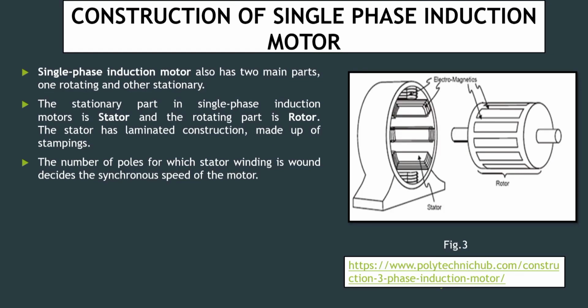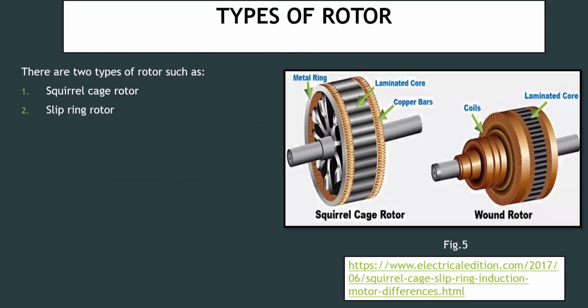But why does it not run at synchronous speed? Because there is a difference between stator and rotor speed. Otherwise, the stator speed is nothing but synchronous speed. Types of rotor: squirrel cage and wound rotor. You can see the squirrel cage is very rugged, with very good construction and a very good efficiency. Whereas in the laminated core wound rotor, we have coils, and with the help of resistors we can control the speed of the machine.